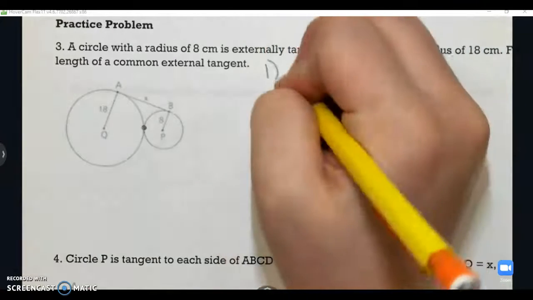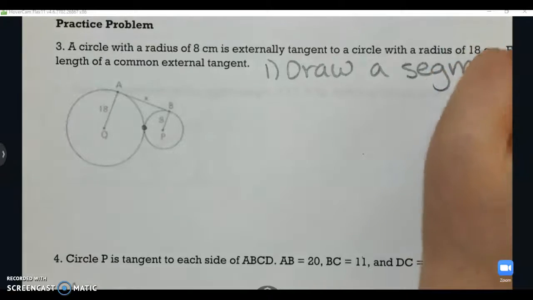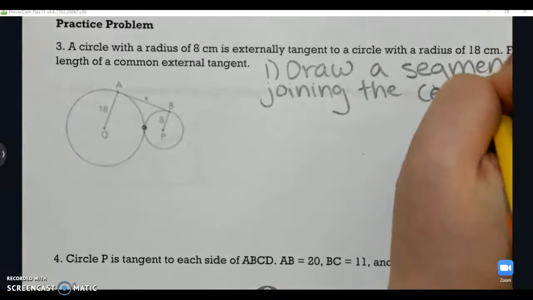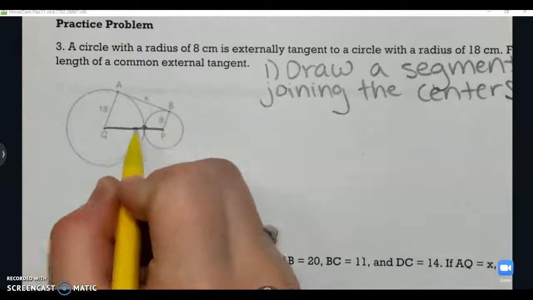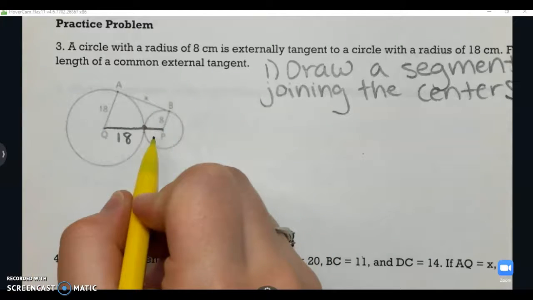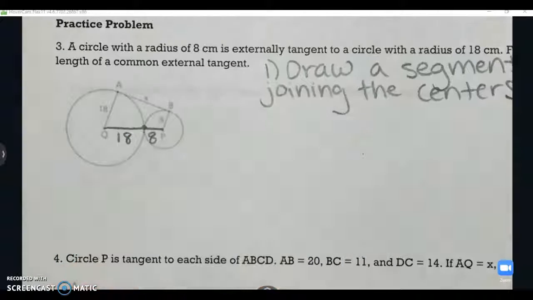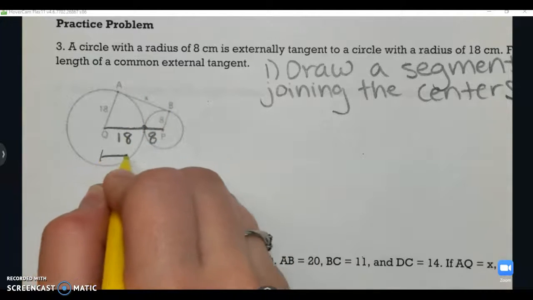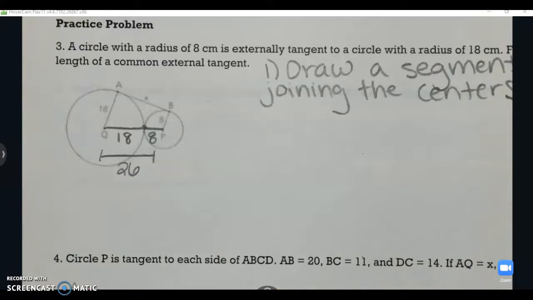So the first step is going to be to draw a segment joining the centers. So I'm going to draw a segment that joins the centers of my two circles, Q and P. Now, because I know from Q to that tangent point is equivalent to the radius of circle Q, which is 18, this is 18, and I know that the segment from P to the tangent point is the same thing as the radius of circle P, which is 8. So those are both 18 and 8. Okay. So we've drawn our segment joining the centers, and we know that that total distance would be 18 plus 8, which is 26. So that was step 1.